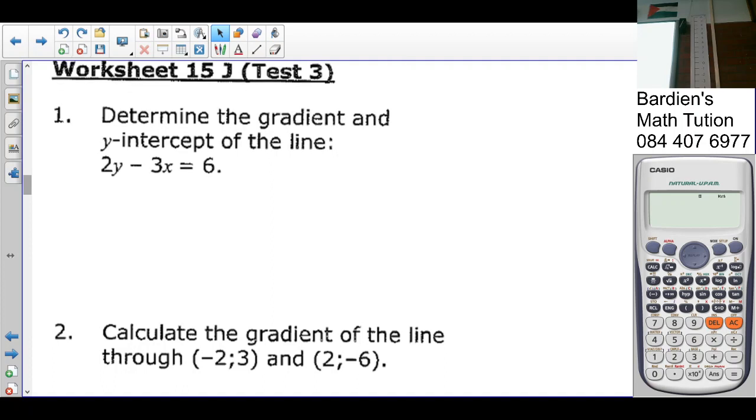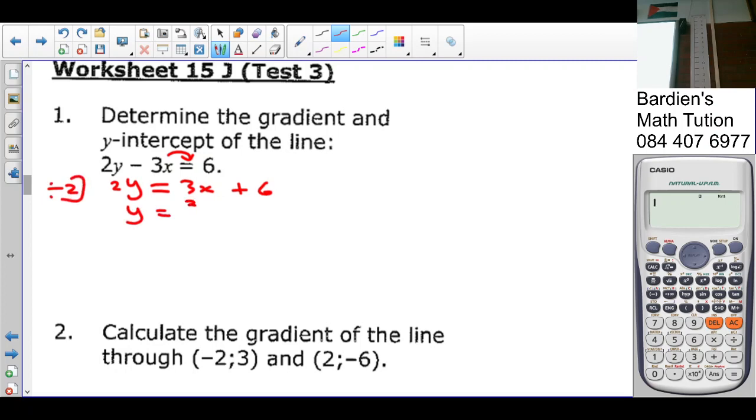Again, what do I do there? I must get it in standard form. So I get 2y equals 3x plus 6. Divided by 2. So I get y is equal to 3 over 2x plus 3. So what is the gradient of this graph? Therefore the gradient is going to be 3 over 2 and your y-intercept.